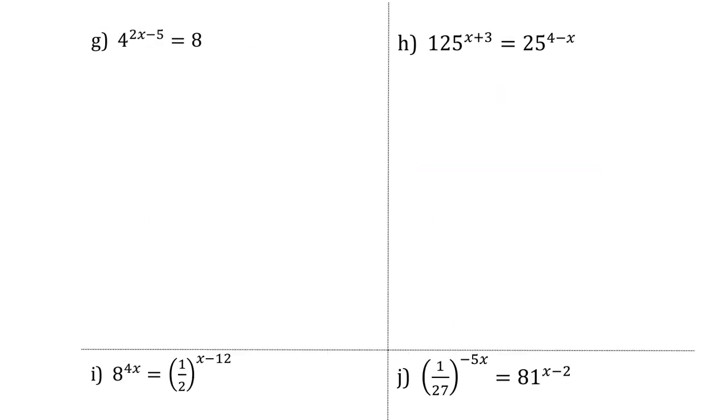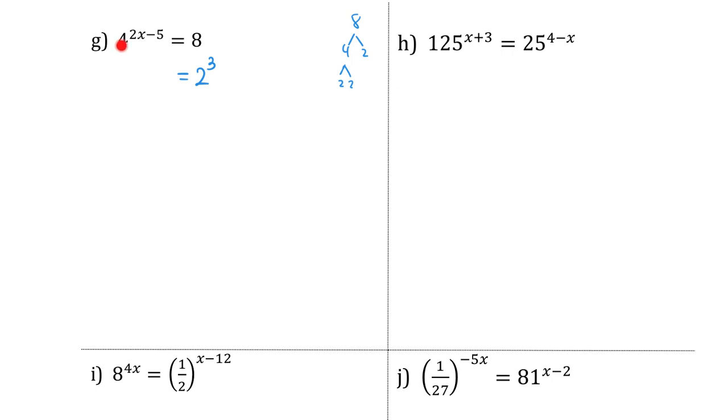Okay, let's keep going. Each time we're going to get it a little trickier. Let's look at G. 4 to the 2x minus 5 equals 8. Again, not the same base. Let's try to rewrite the 8 first as an exponent. So what is 8? 2 times 2 times 2. So this is 2 to the third.